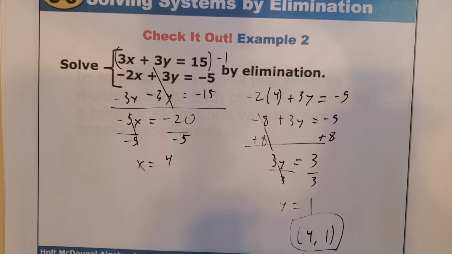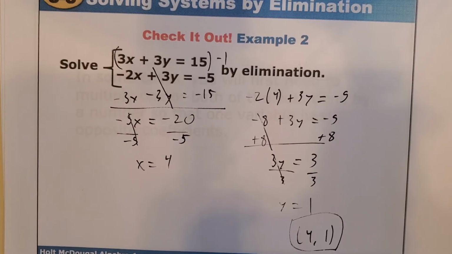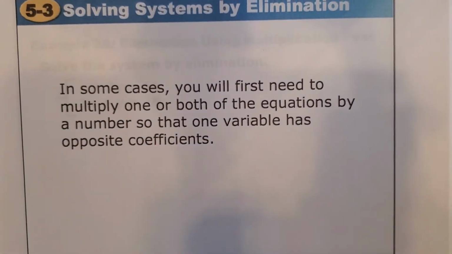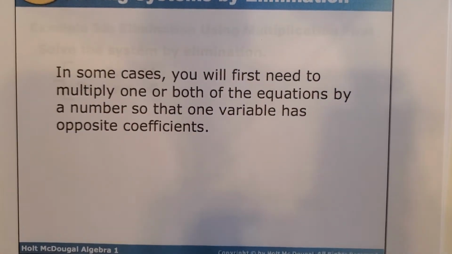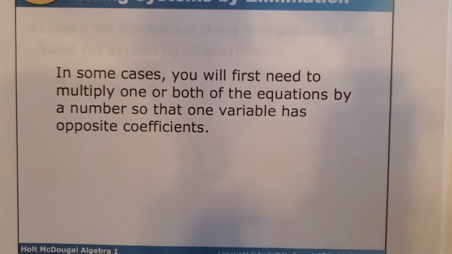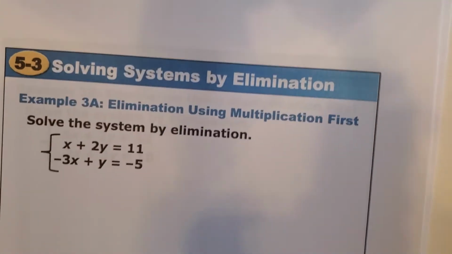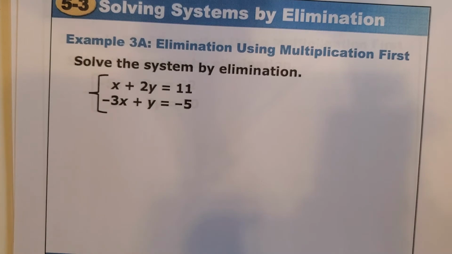So that was kind of like the little intro to the whole multiplying aspect of a system. But what's the word I'm looking for? I guess the meat of it all is when you actually would have to multiply one or both of the equations by a number, not just -1, so that one variable has opposite coefficients. Sometimes, actually, let's just go into a problem.